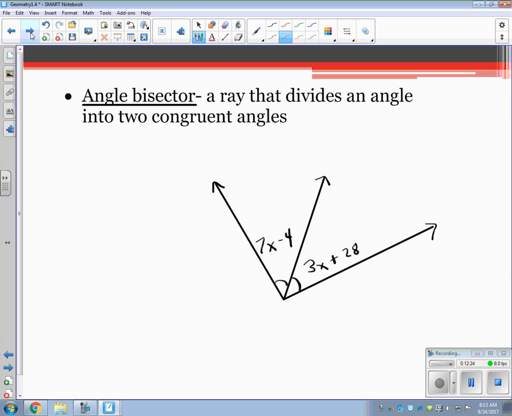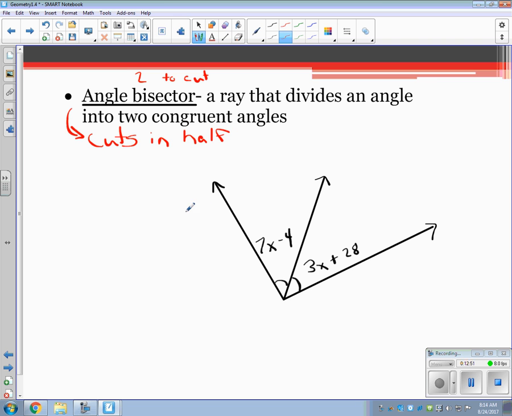Angle bisector. Bisector is a term that we've probably talked about a little bit. Bi means two, sect means to cut. So it very much translates into to cut into half. So this is a ray that divides an angle into two congruent angles, or you could say it cuts it in half. So it cuts in half. And halves should always be equivalent to one another.